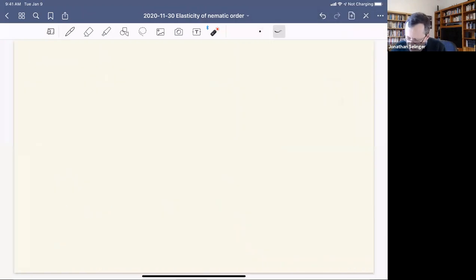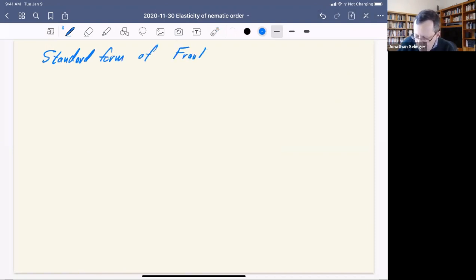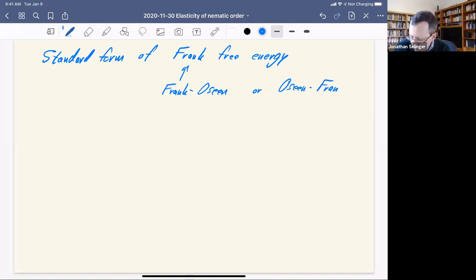Okay, so that is what I'll call the standard form of the Frank free energy, which people also sometimes call the Frank-Oseen or Oseen-Frank free energy. The standard form looks like this.